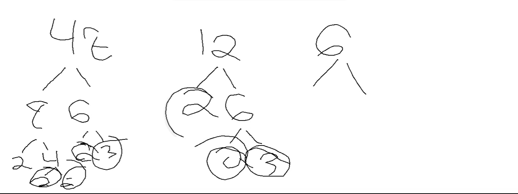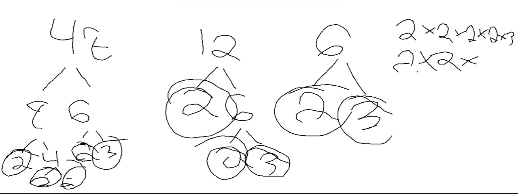So let's try another one. Let's do 24. No, I just did that, actually. 48. 12, 6. So you might be able to look at that and see it already, but let's take a look at it. There's 48's 8 part. There's that part. 2 times 6, 2 times 3. Okay, let's write this out. 2 times 2 times 2 times 2 times 3. And here we have 2 times 2 times 3.